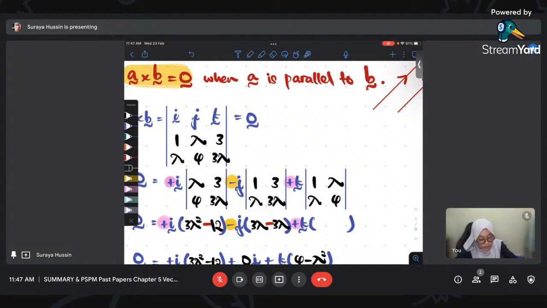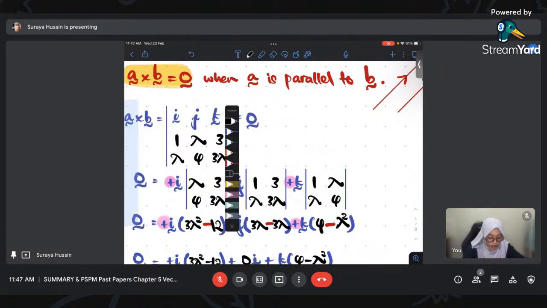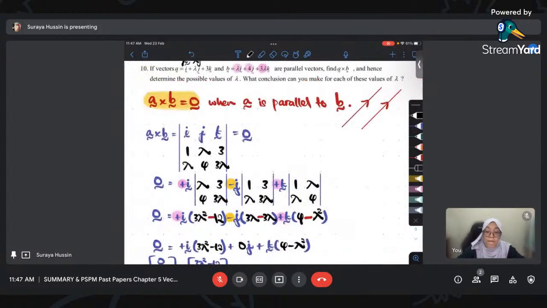Untuk K pula, remember again, look at the diagonal line first. So 1 times 4 is 4, and minus lambda squared. See? So that is how easy you can remember how to calculate the cross product ataupun vector product.